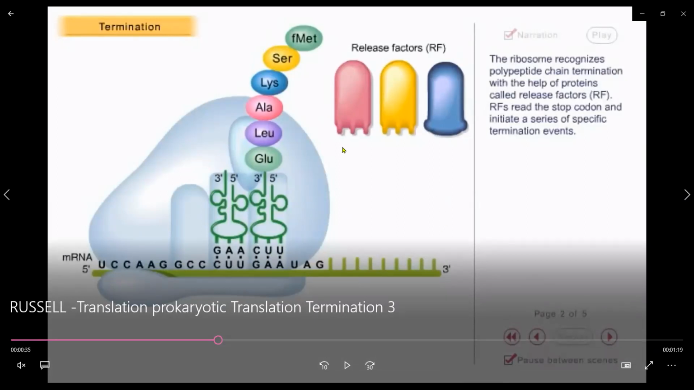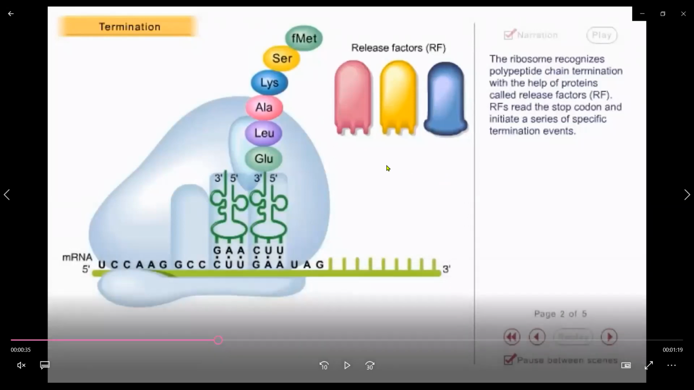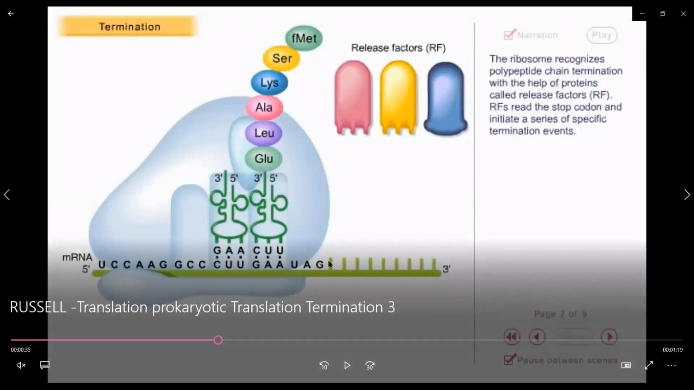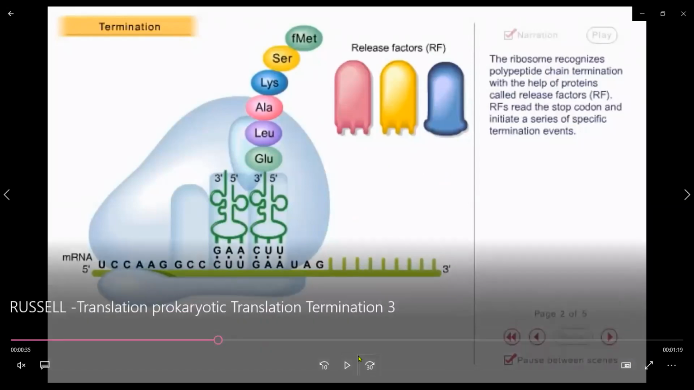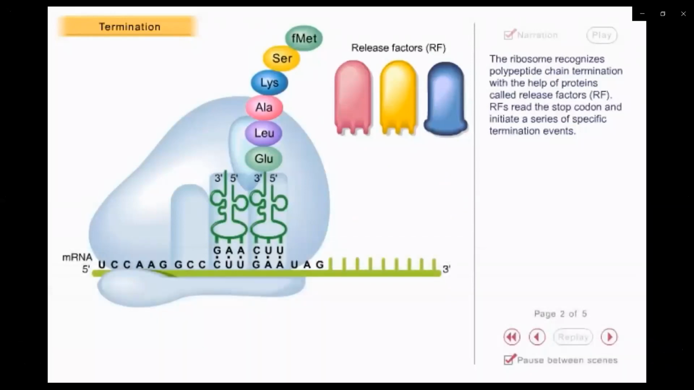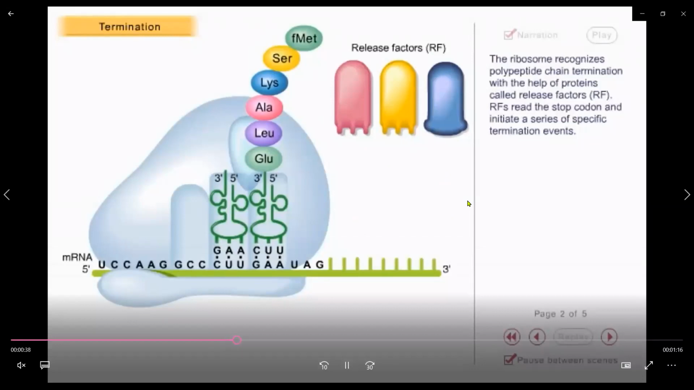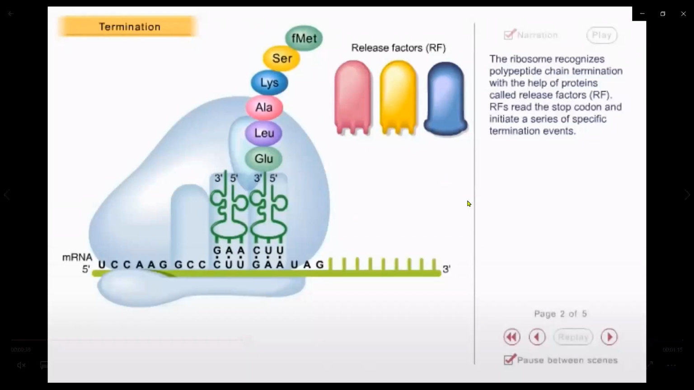This stop codon can be recognized by three categories of release factors. As I said, they do not have any cognate tRNA, but these stop codons can be recognized by three categories of release factors, RF1, RF2 and RF3. So let's get into that animation first. So these are the release factors. Let's see what's happening.